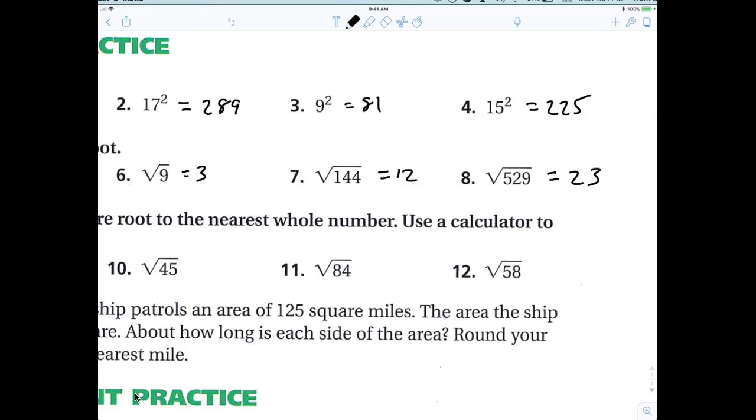Come here. Hurry up. Square root. Oh, I need to press second. All right.